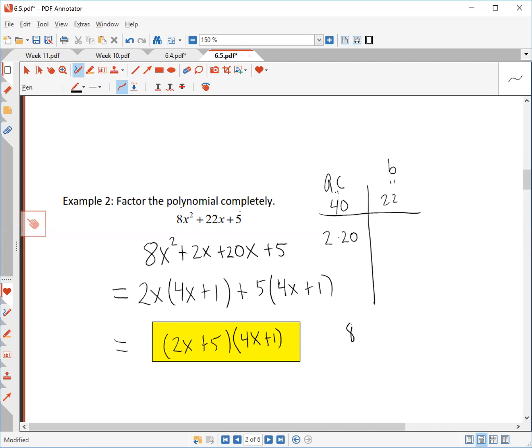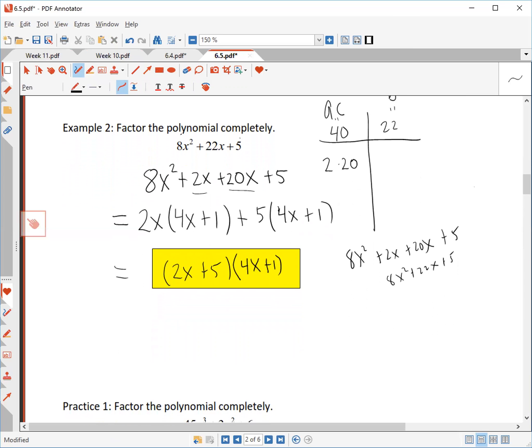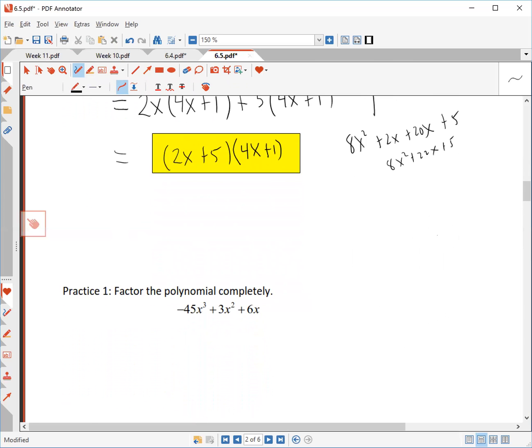2x times 4x is 8x squared. 2x times 1 is 2x. 5 times 4 is 20x. We see where the 2x and the 20x come from now. And 5 times 1 is 5. So that's 8x squared plus 22x plus 5. All right, please try that one.